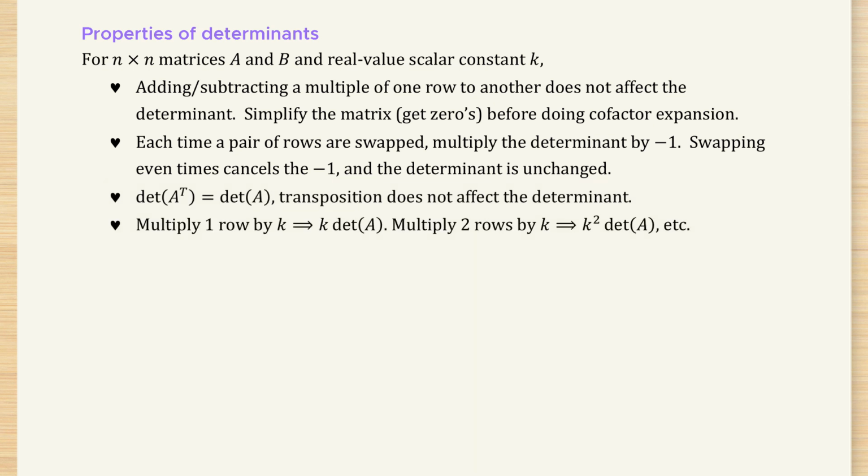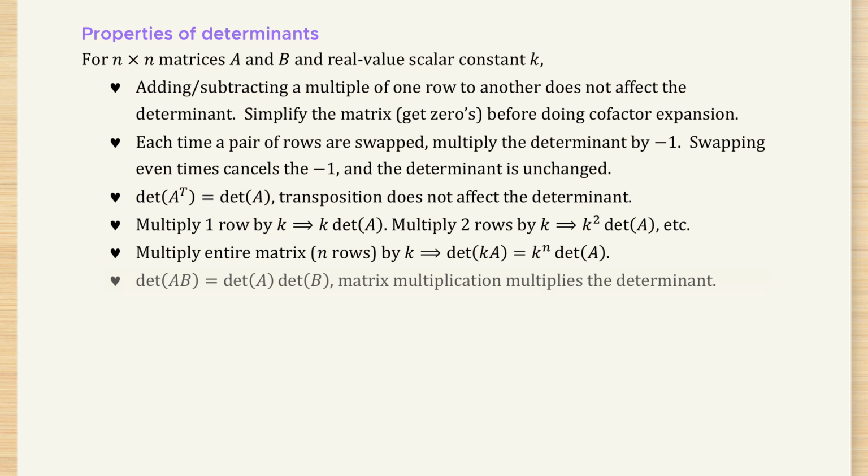If we multiply a row by a scalar constant like k, then we're going to multiply the determinant by k. If we multiply 2 rows, then we're going to multiply the determinant by k twice, and so on. Which means, if we multiply the entire matrix by k, we're going to multiply the determinant by k to the n, n being the dimension of that square matrix. So let's say if the matrix is 4 by 4, and we multiply k to that 4 by 4 matrix, the determinant is going to be k to the 4 times det.